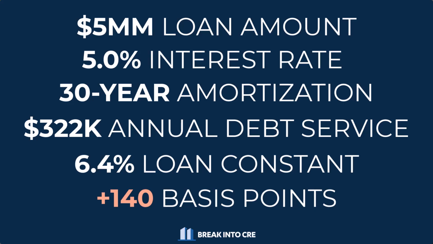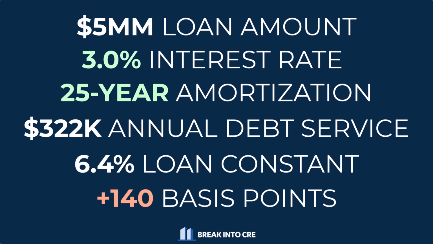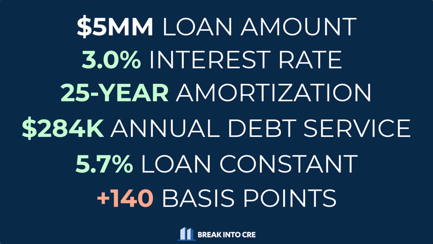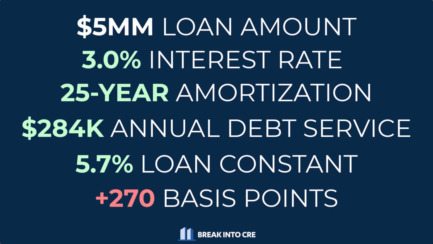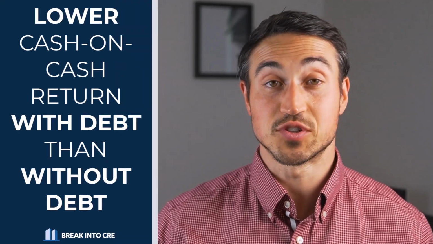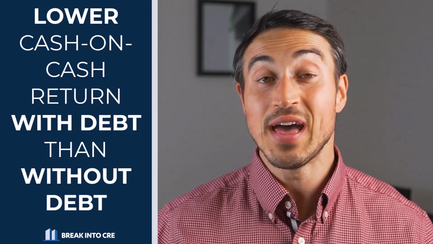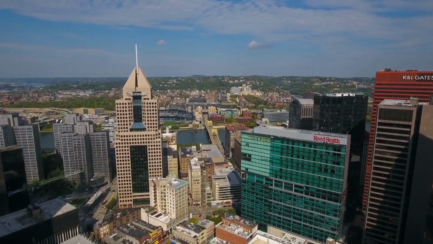However, if a borrower were to take out that same $5 million loan, this time at a 3% interest rate, amortizing over 25 years, the annual debt service would drop to just $284,000, but the loan constant would decrease to just 5.7%, which is a 270 basis point jump above that interest rate. This is why in some cases, investors will actually see a lower cash-on-cash return with debt than without it, even if their interest rate is relatively low, and this is what's referred to as negative leverage.